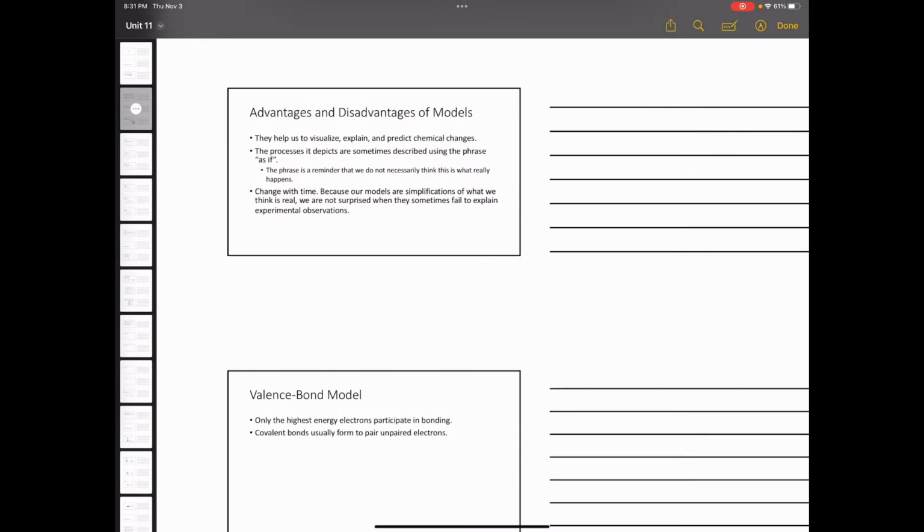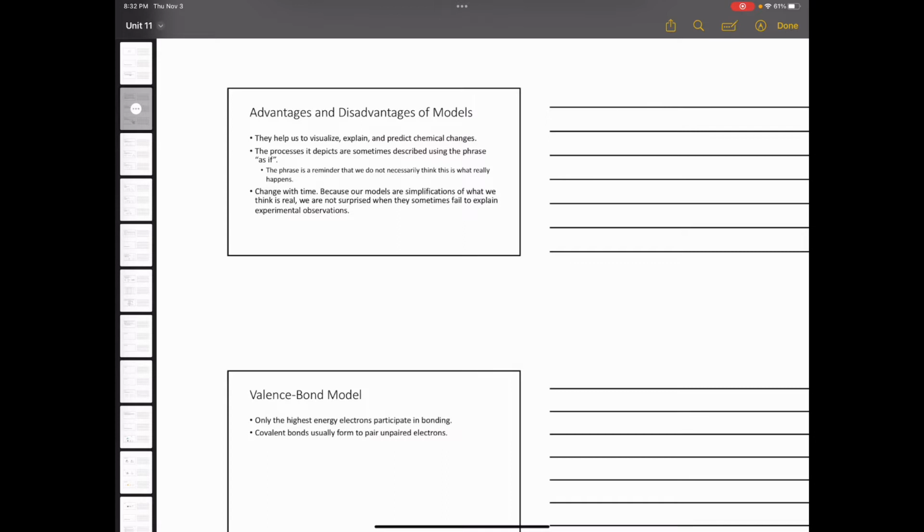So when we're talking about the valence bond model, there are advantages and disadvantages to using models in general. This is not specific to the valence bond model, but generally, what models do is help us visualize, explain, and predict chemical changes. It's also the process of comparing models to reality, because again, a model is not reality. A model has some similarities to reality, but it helps us understand exactly what goes on in real examples.